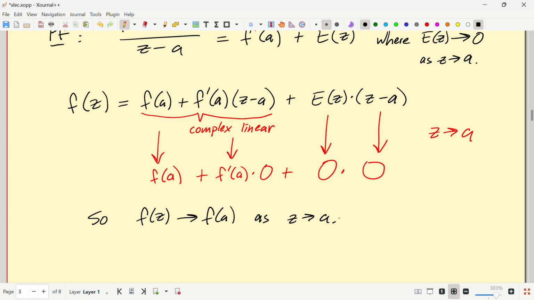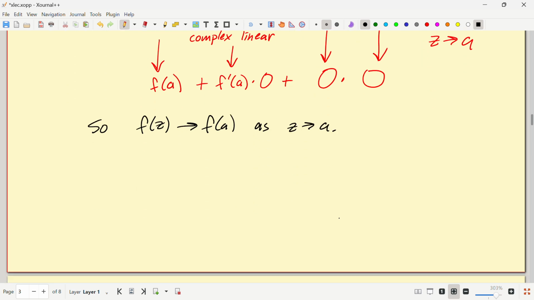An interesting thing from this calculation is that being complex differentiable is going to imply that locally it looks like a complex linear thing plus something that goes to 0 faster than z minus a. Questions about that? That's straight out of a freshman calculus book.